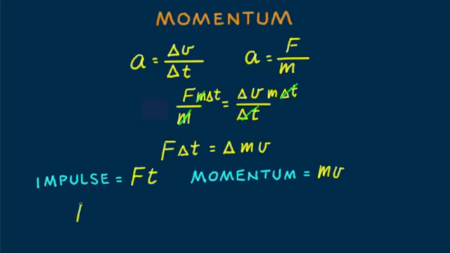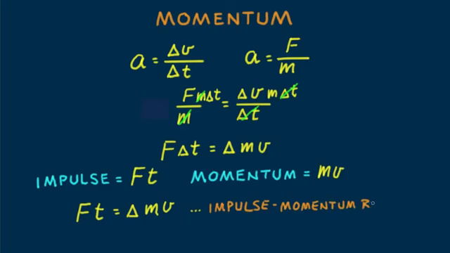Or in symbol form, Ft equals delta mv. We say the impulse exerted on an object changes the momentum of the object. Ft equals delta mv is called the impulse-momentum relationship. Both impulse and momentum are vector quantities.